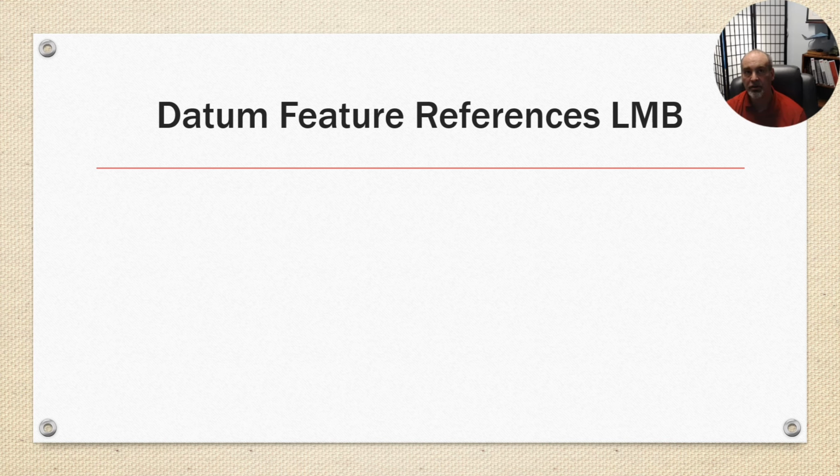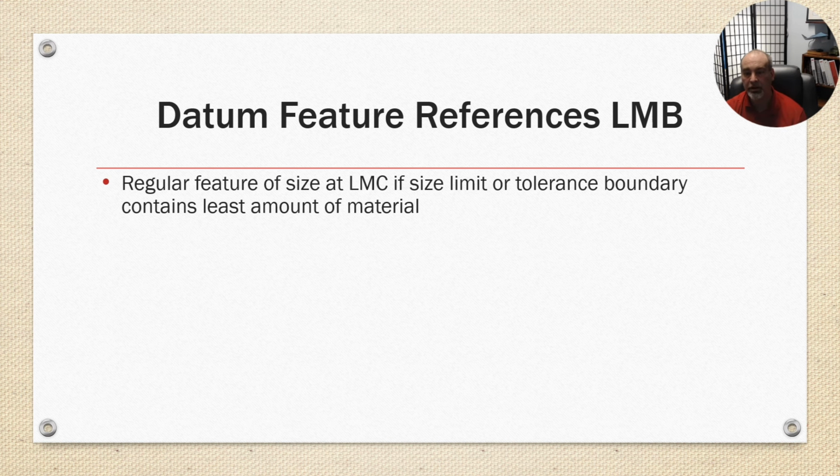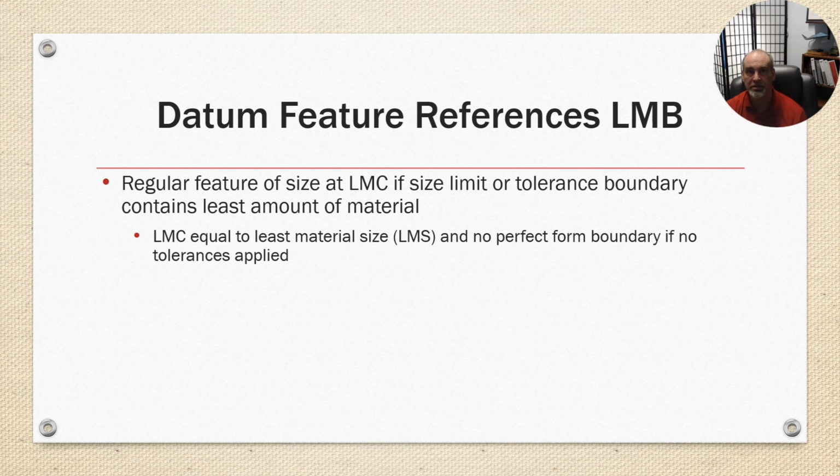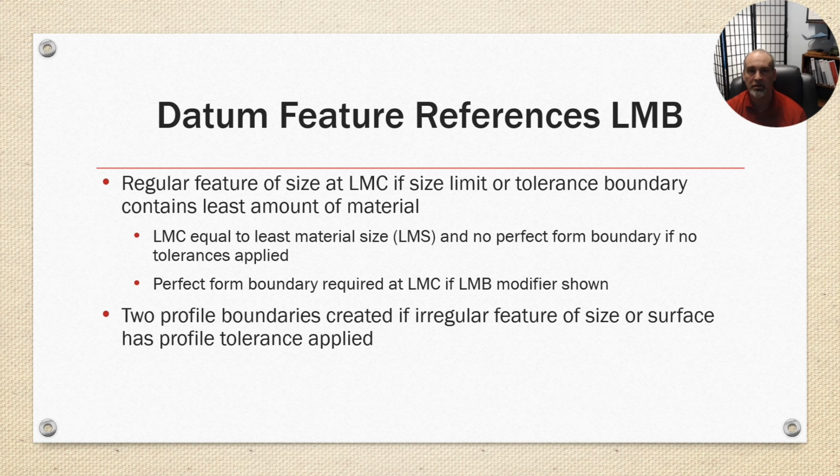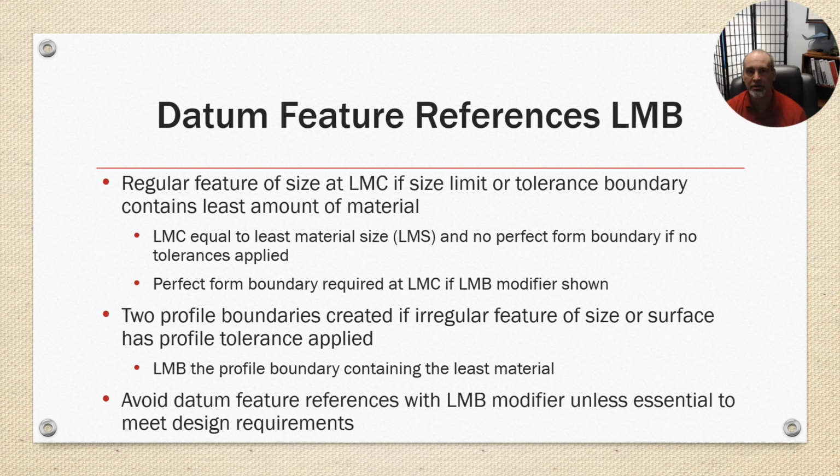Okay, so datum feature reference LMB. A regular feature of size is at LMC if the size limit or tolerance boundary contains the least amount of material. LMC is equal to the least material size, or LMS, and there is no perfect form boundary if no tolerance is applied. Perfect form boundary is required at LMC if the LMB modifier is shown. Two profile boundaries are created if an irregular feature of size or surface has a profile tolerance applied, and the least material boundary is the profile boundary containing the least amount of material on the part. And avoid datum feature references with the LMB modifier unless essential to meet the design requirements.